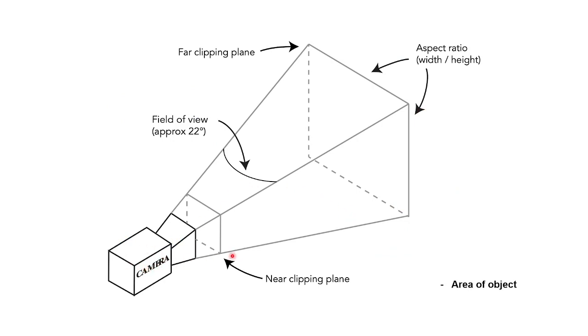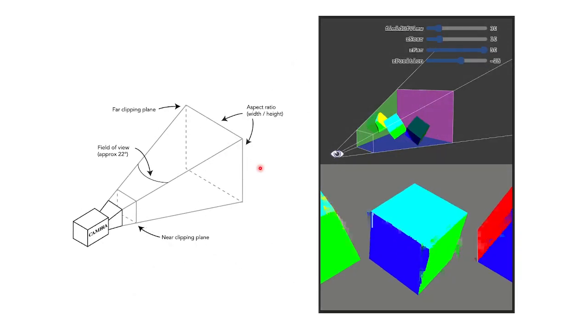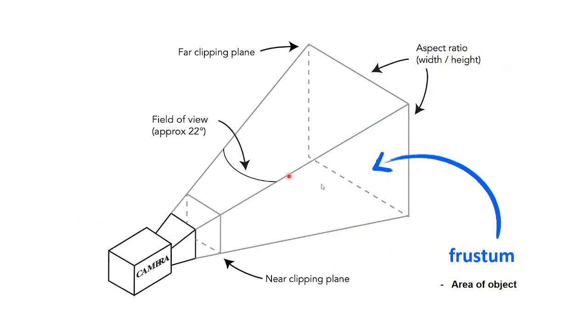We have the camera here, and then here we have a near clipping plane, and here we have the far clipping plane, with the aspect ratio, width and height, and then here is the field of view. So we want to display our object based on this field of view. This we call a frustum. So frustum is basically the area of objects, or before this you knew it as the clip space.